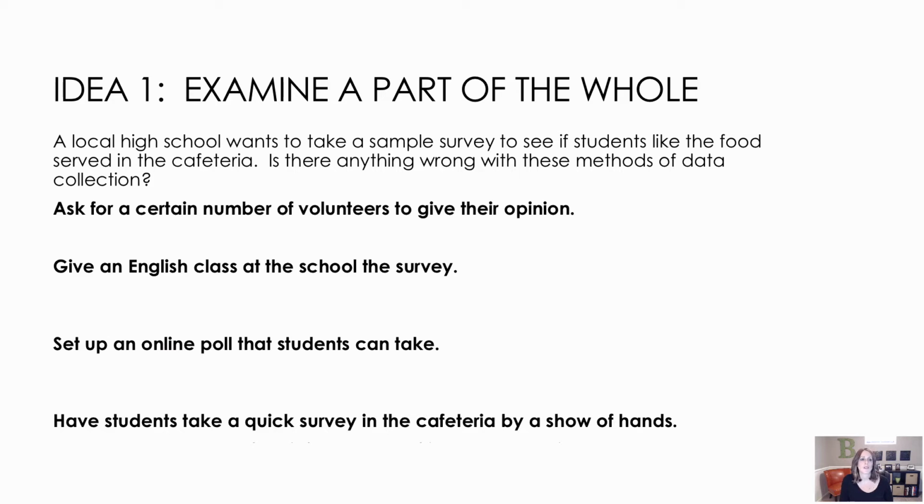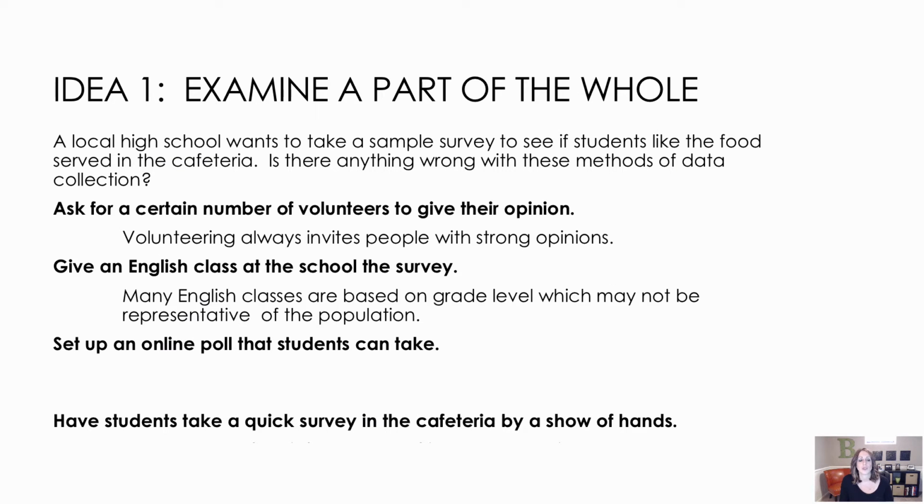Well, looking at the first one, if I'm asking for volunteers, in general, people who volunteer their opinions have strong opinions one way or the other, which means they really love that food in the cafeteria. Probably not. Or they really hate it and they want to tell everybody about it. Giving an English class at the school the survey. This one could be biased somehow, because typically in high schools, people take English based on whatever their grade level is. So 9th grade English, 10th grade English, etc.